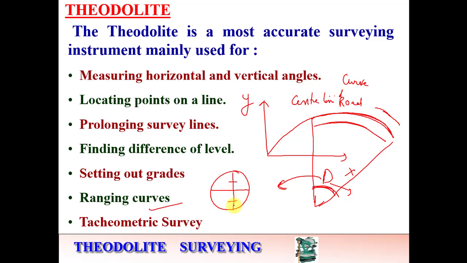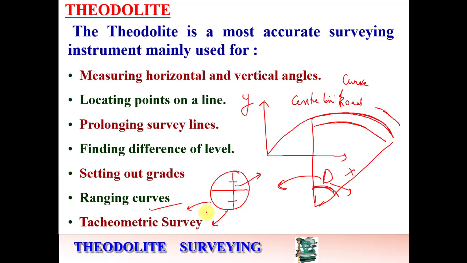So without using any tape and chain, if you are going to measure horizontal distance with the help of the crosshairs, which is situated on the diaphragm of a telescope, the survey is known as tachometric survey. I hope this topic we will cover in further lectures, but you have a little bit of idea about the tachometric survey. In tachometric survey, we are going to measure our horizontal distance without using any tape and chains.